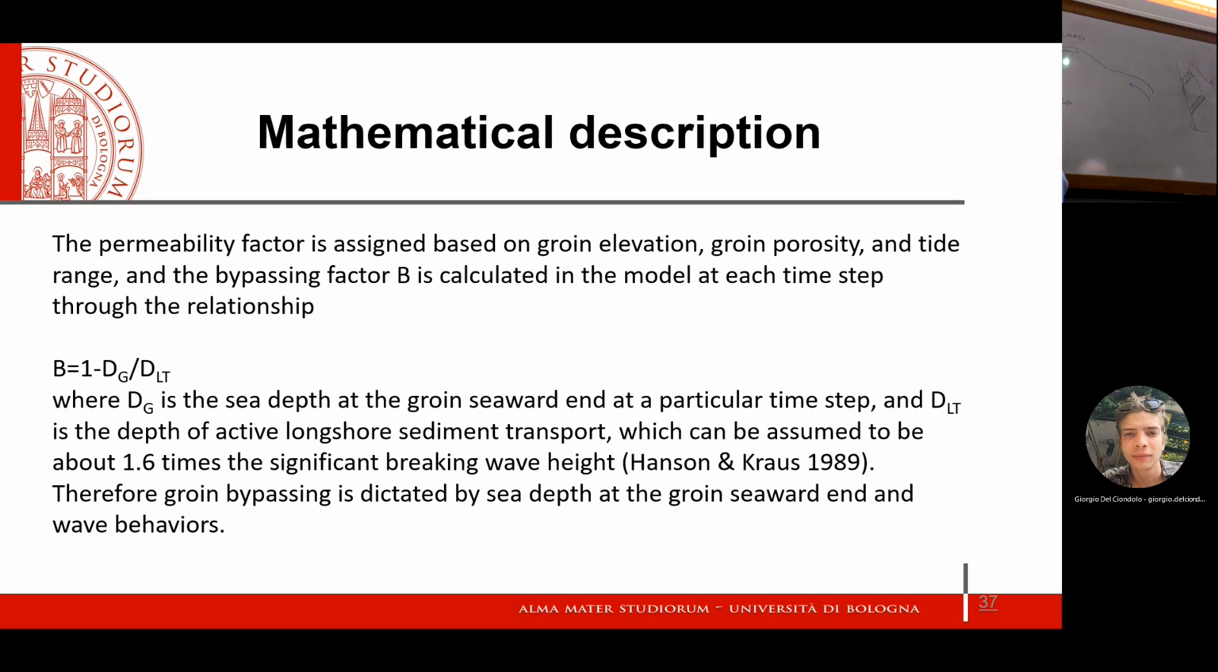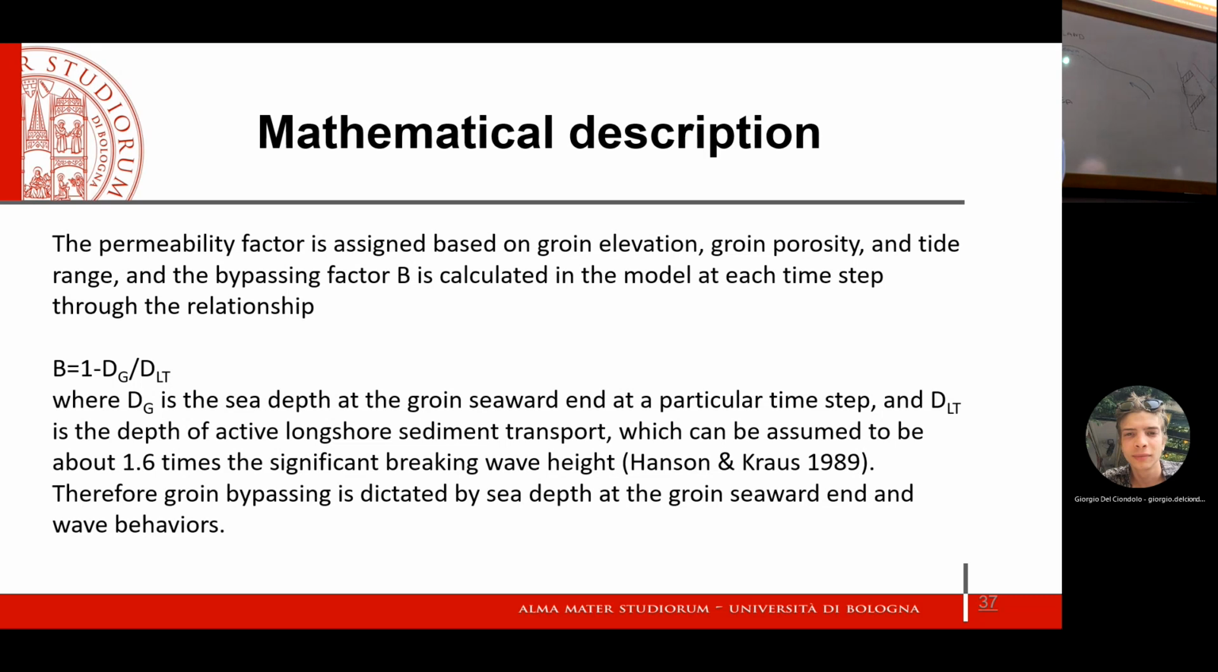Here there is some more on the permeability factor, which can be assigned based on groin elevation and grain porosity. Here, actually, they take into account elevation, yes. So I think it makes sense that they consider the overpassing with the impermeability. Sorry if I didn't recollect this. So I think it makes sense.